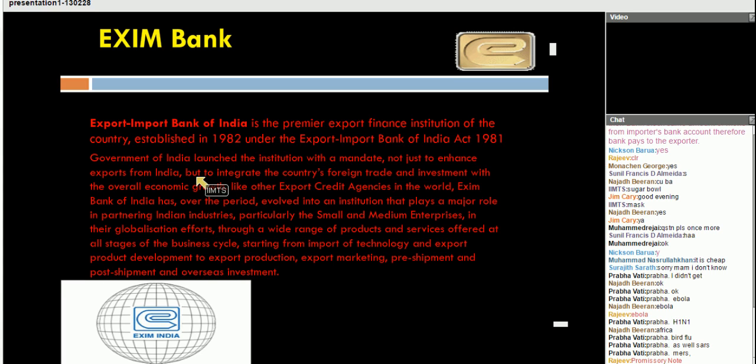They not only work for the exporter and importer, they also work for the welfare of the country. They try to integrate the country's foreign trade and investment with overall economic development. And in India, it plays a major role in partnering the Indian industries, particularly the small and medium enterprises. So they have a very important role to play.